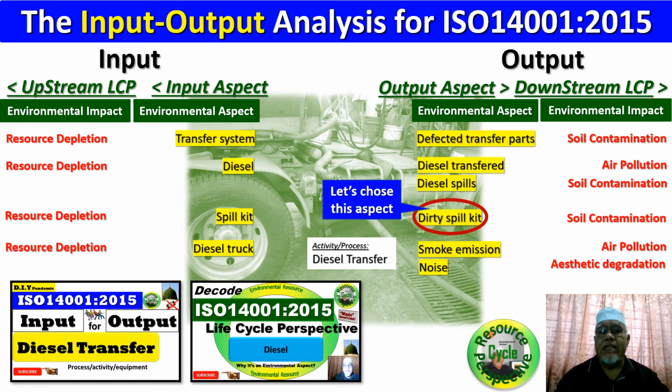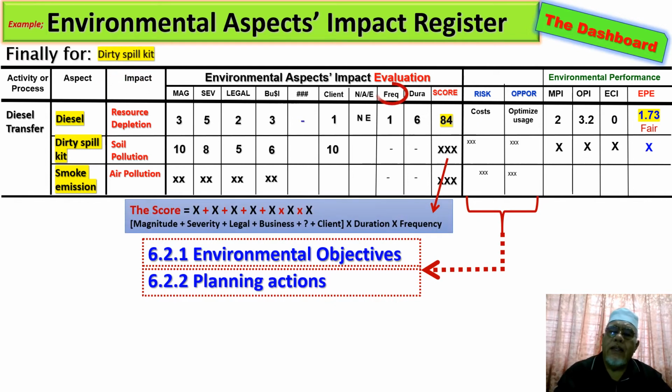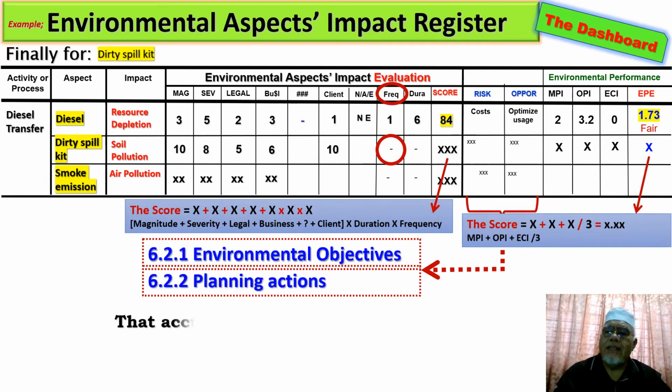We have done diesel, which is an input aspect. Now we are on dirty spill kit as an output environmental aspect. So how do we do it? This is the dashboard. This is what is usually known as the aspects impact register. Take a look. We have done diesel.